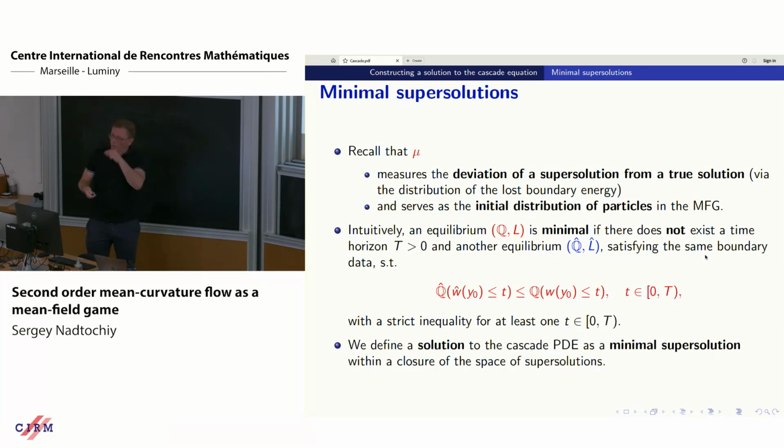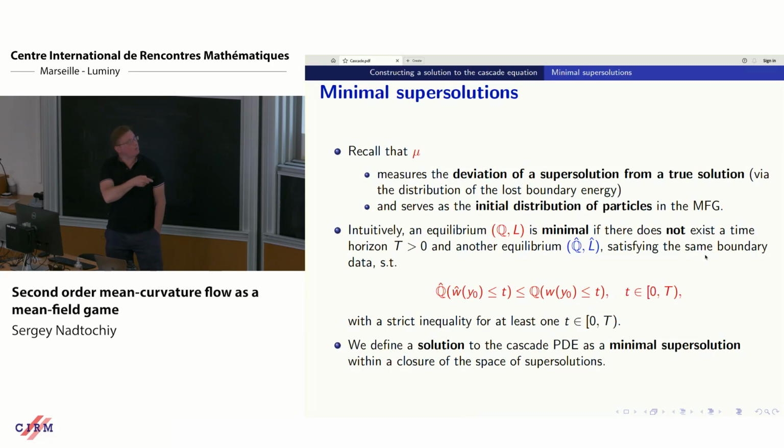And since we know that the loss of energy corresponds to the initial distribution of particles in the mean field equilibria, the condition becomes this, right? This is the lost energy before physical time T. And you want to minimize that. So a minimal equilibrium is the one such that you cannot find another one that loses less energy at earlier times. Okay? So it's a notion of minimality. It's a partial order on the space of these equilibria.